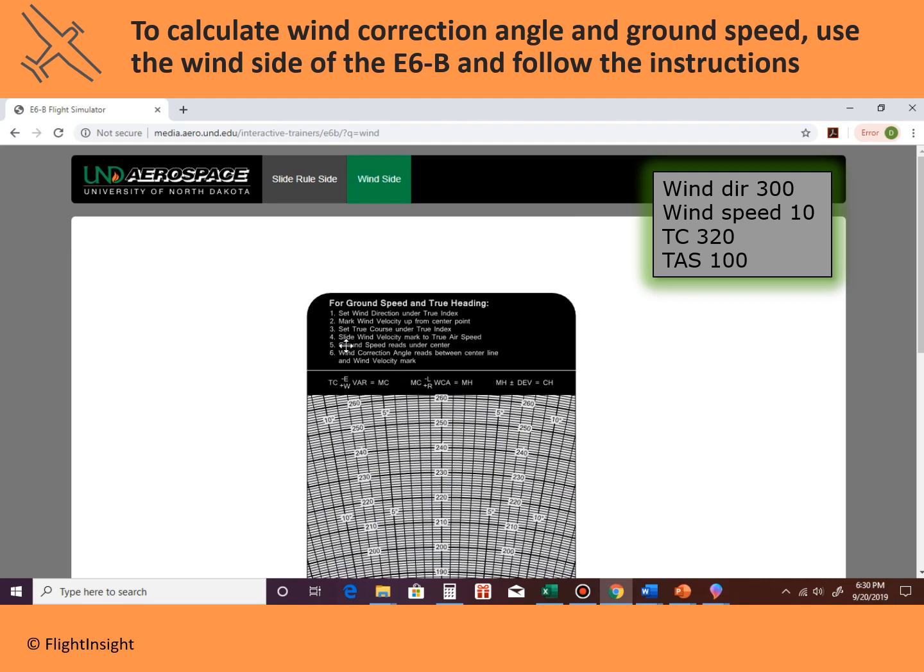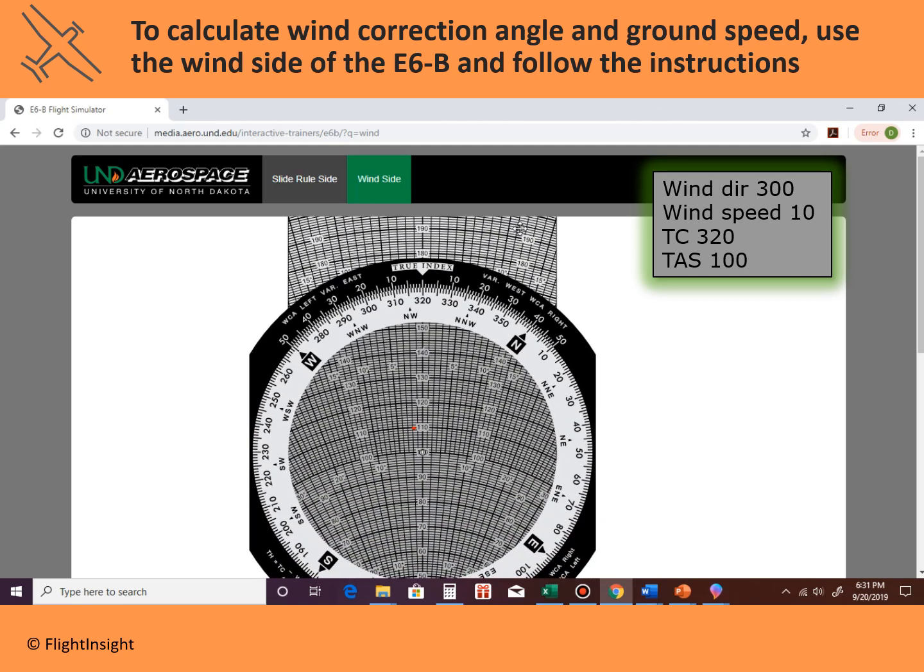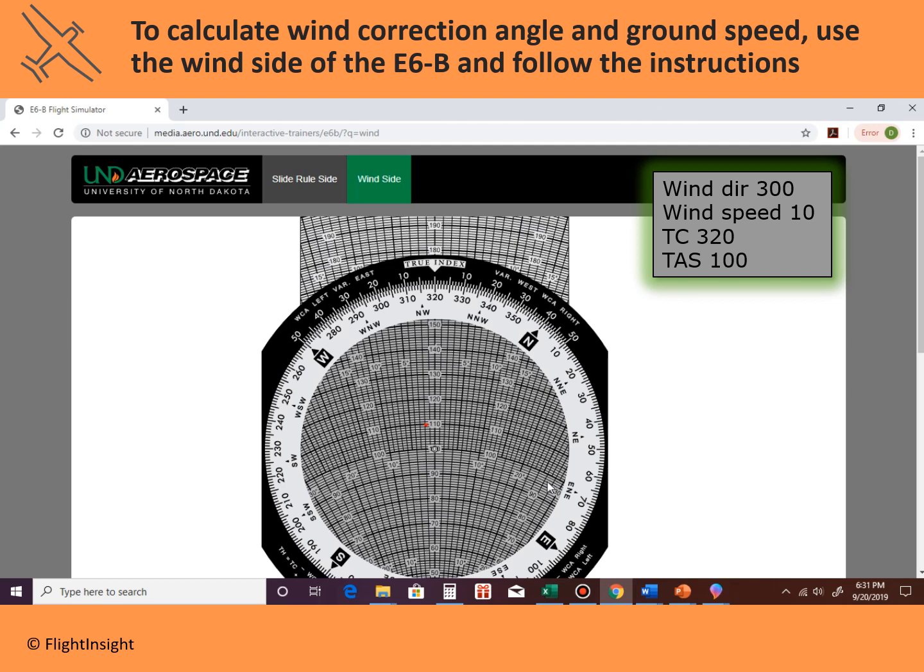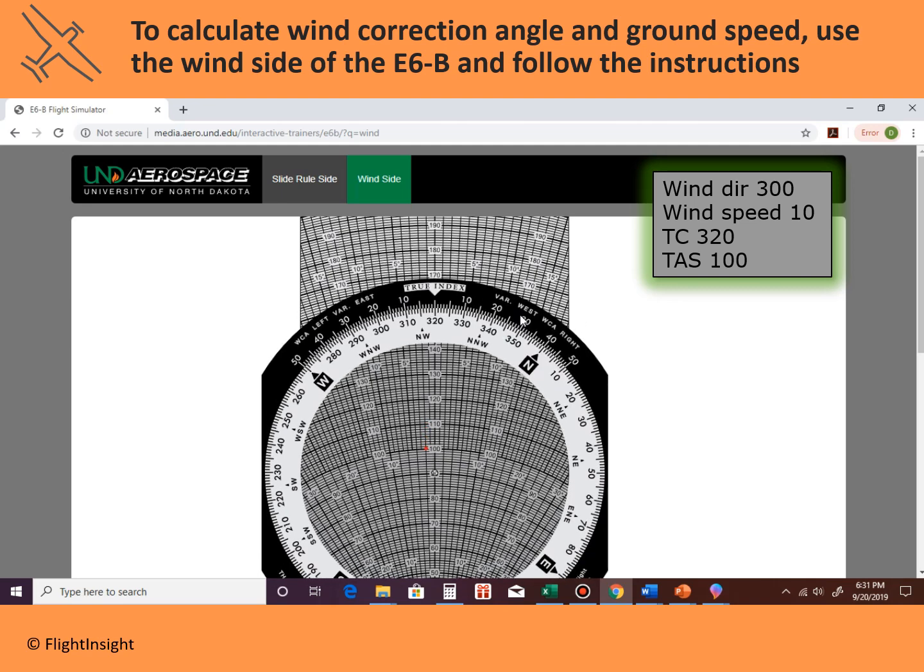Now it says, step 4, slide wind velocity mark to true airspeed. So that mark I made, I now want to slide to the true airspeed. And here's how I do that. So there's the mark there. I want to put it on my true airspeed. My true airspeed is 100, and that's going to be this arc right here. I basically want to slide this whole thing down until that red dot is lying right on top of that 100 knots arc, as it is right there.